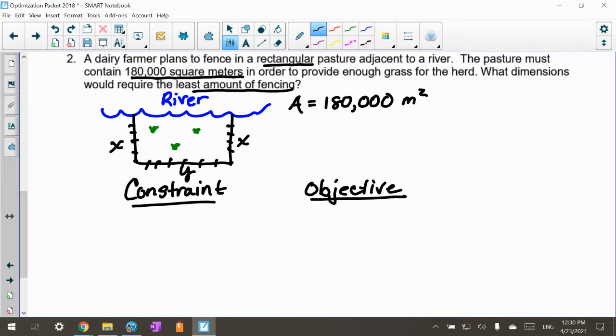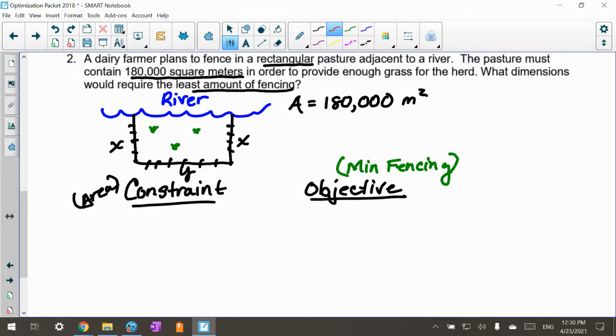And I notice that my constraint is going to be my area, all right? So the area of the pasture is my constraint, okay? The objective is the minimum amount of fencing, okay? Minimum amount of fencing, which if you were to look at a rectangle, is going to be the perimeter of those 3 sides, okay? So let's first of all do our area constraint.